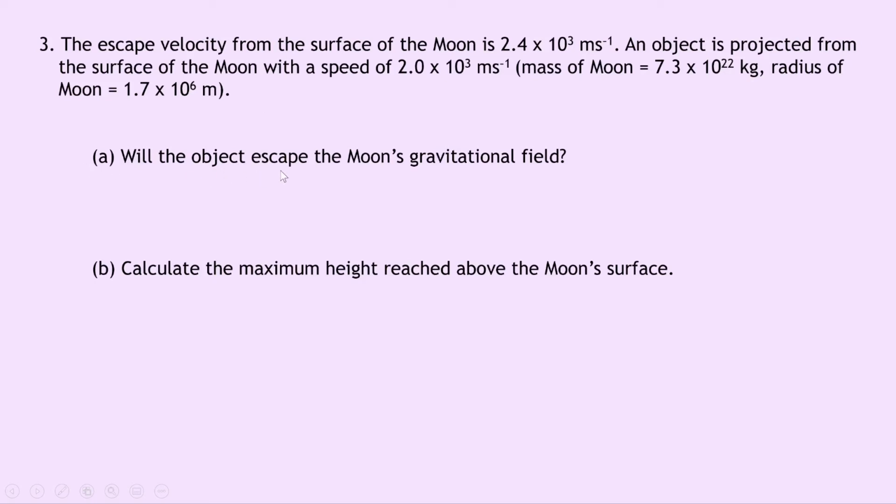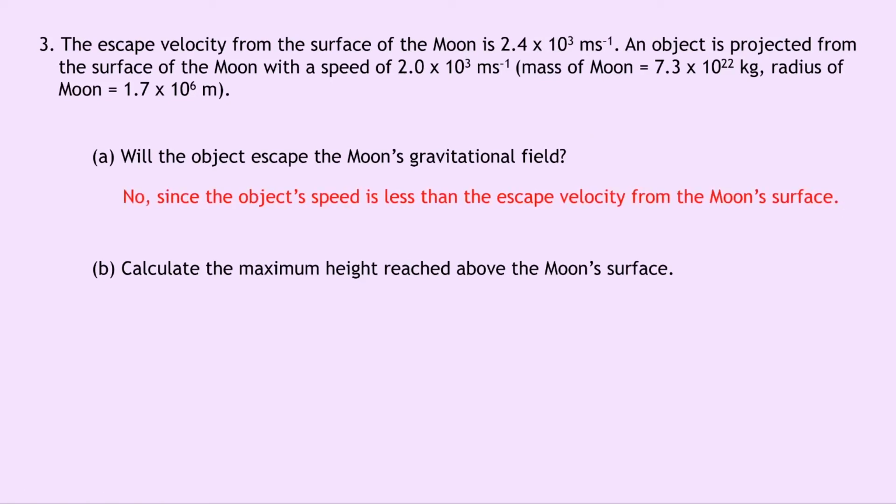Part A says, will the object escape the moon's gravitational field? Well, to answer this, all we need to do is look at the two speeds and simply compare them. So we've got our object speed there and our escape velocity there. So the answer to this is no, since the object's speed is less than the escape velocity from the moon's surface.